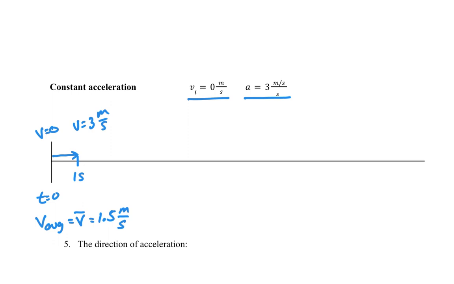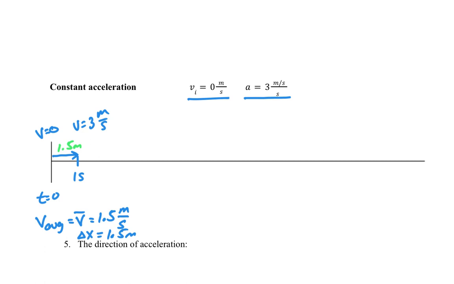Because that's the average over the total time, 0 to 1 seconds, I can then figure out the delta x for that time period. In 1 second, the object traveled 1.5 meters in that first second. So I can go ahead and put this was 1.5 meters. That's a lot, and we're going to keep going. We're going to do another one.